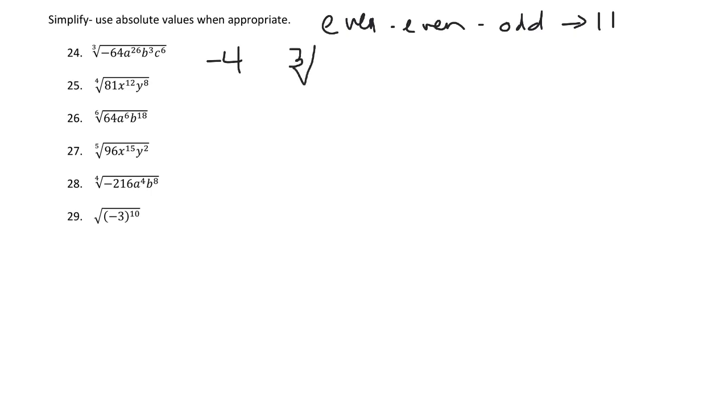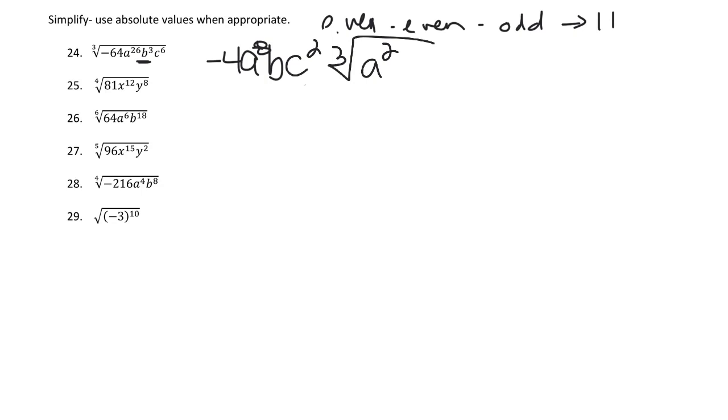Then we have a to the 26th. So we're asking how many groups of 3 are in 26? That's really dividing 26 by 3. That's 8, so I get a to the 8th. 8 times 3 is 24, which leaves 2 a's remaining, so a squared goes on the inside. The cube root of b cubed is just b. And the cube root of c to the 6th is c squared. So I need to make some space here. Negative 4, a to the 8th, b, c squared, cube root of a squared.